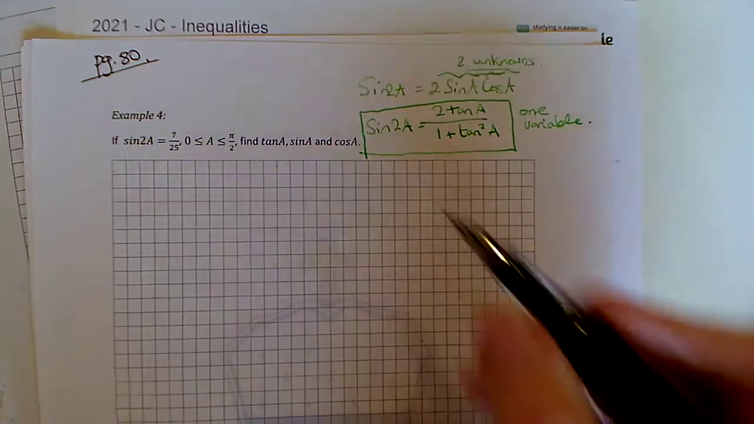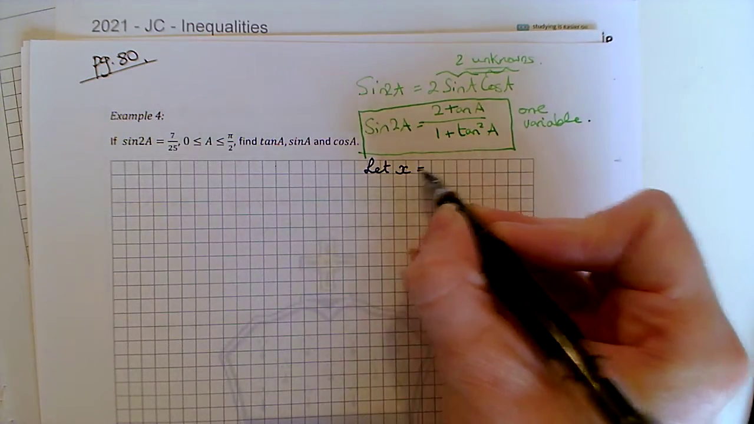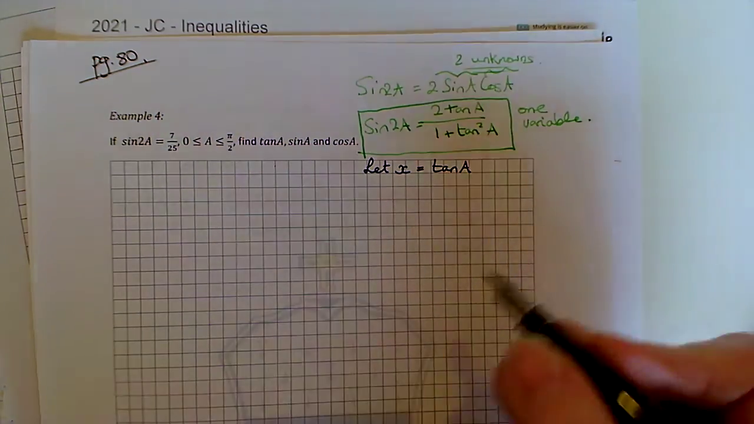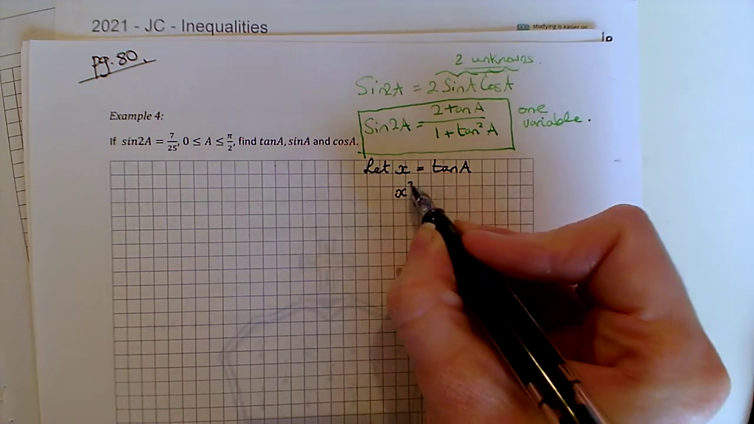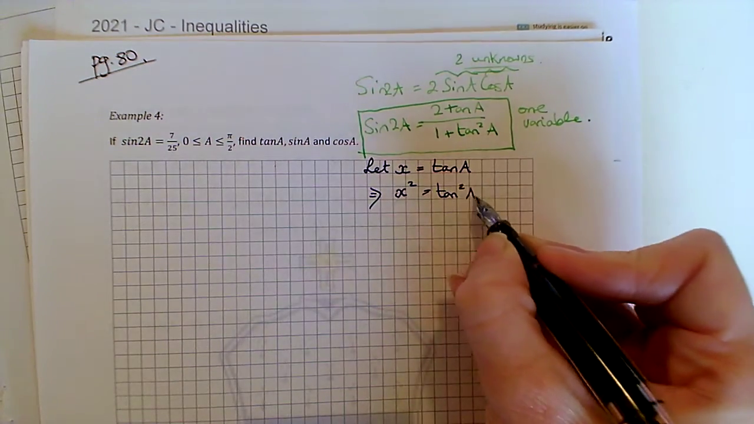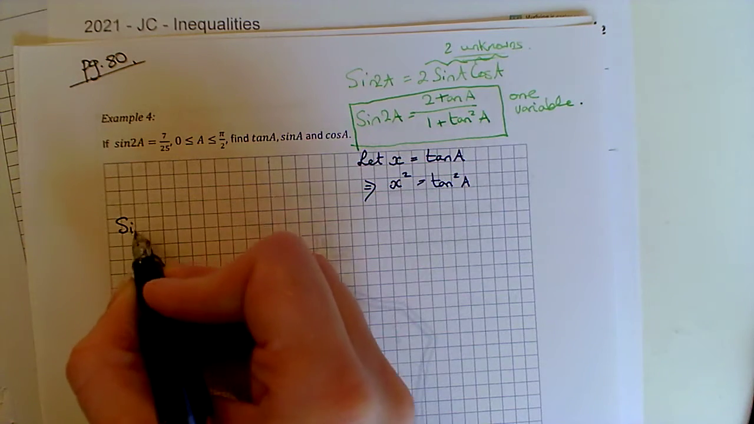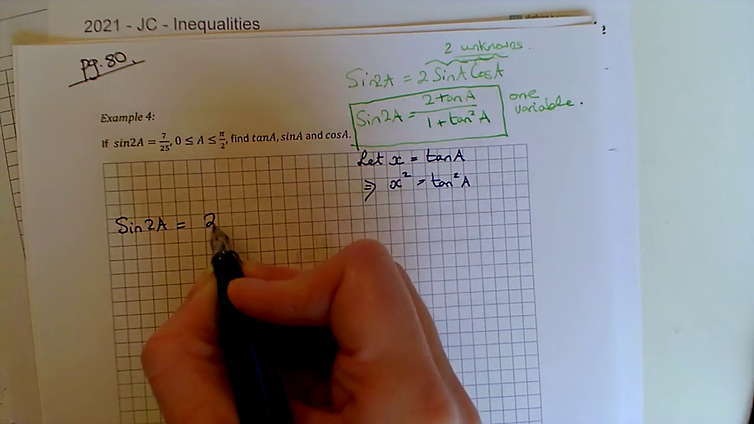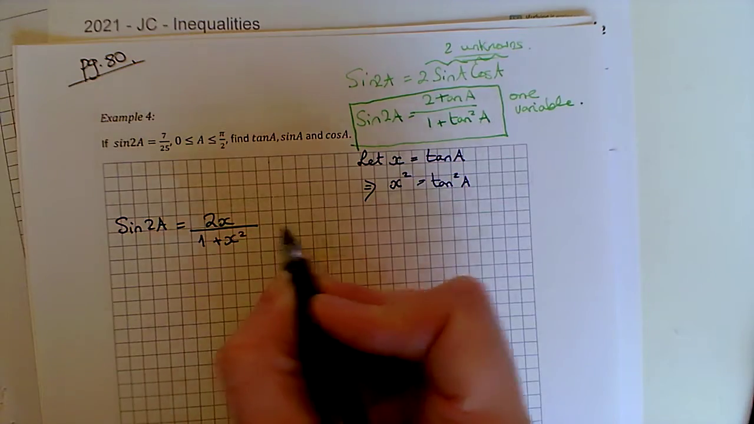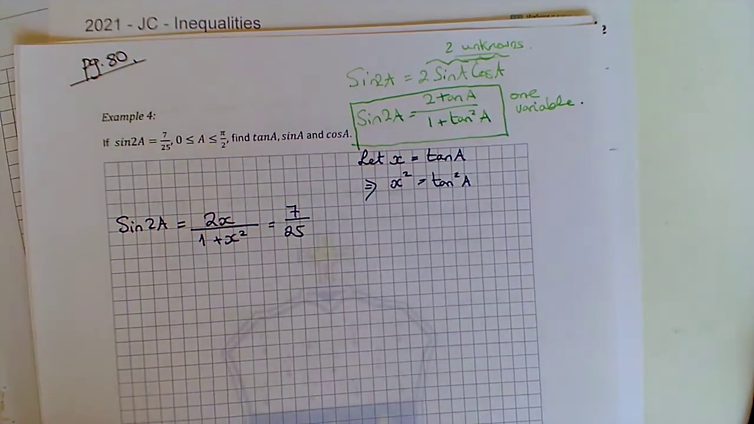But I'm going to go a little bit further, and I'm going to use a single letter, x, to represent tan of a, just to make my algebra a little bit neater while I'm working. So that means, of course, that x squared will be tan squared of a. And what we're going to write down is that sine of 2a is equal to 2x over 1 plus x squared, and that's equal to 7 over 25.